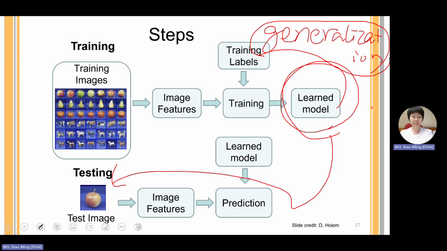The large language models have strong generalization ability, so they can basically answer any questions you ask. They have very strong zero-shot learning capability. Anyway, this is the core concept, generalization in machine learning.